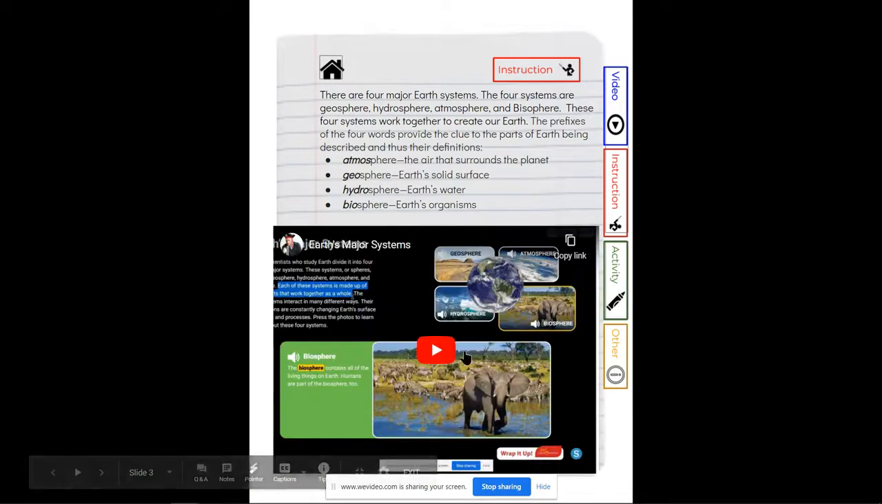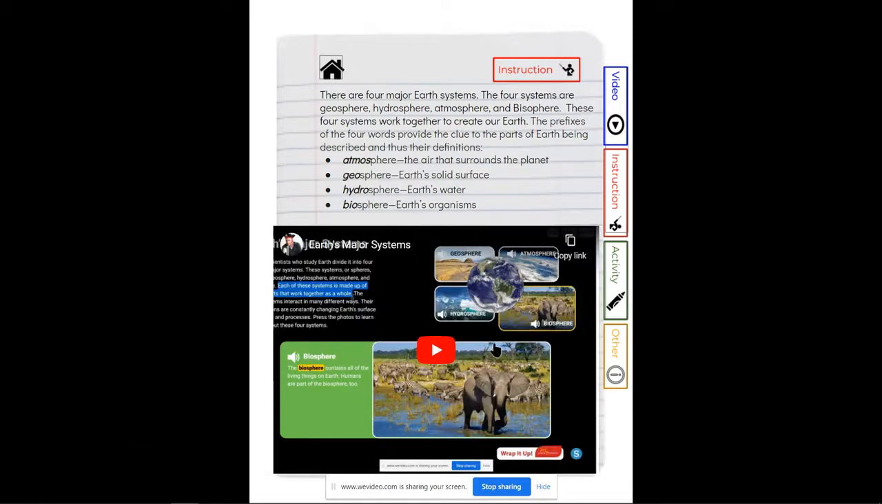Then we have this video right here, which gives you all of your instruction for your lesson, talking a little bit more in depth about each of the spheres, talking about the prefixes that help us to identify what the spheres are. There are four major Earth systems. The four systems are the geosphere, the hydrosphere, the atmosphere, and the biosphere. These four systems work together to create our Earth.